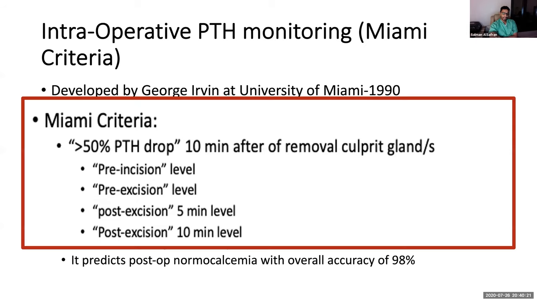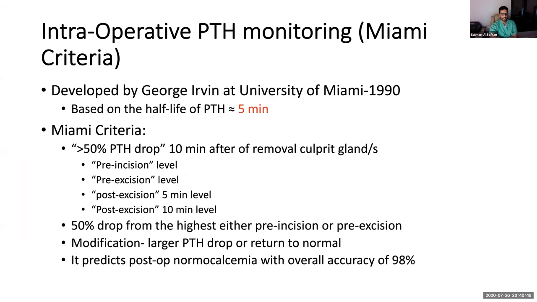So as you can see here, the way you do it, before you make an incision, you send a parathyroid hormone level. Then when you identify the parathyroid adenoma, before you excise it, you send a pre-excision level. Once you remove it, you wait for 5 minutes and 10 minutes and send two levels, okay? And you should see more than a 50% drop, okay? Some people have modified it so that the PTH should drop to normal before you conclude the surgery.